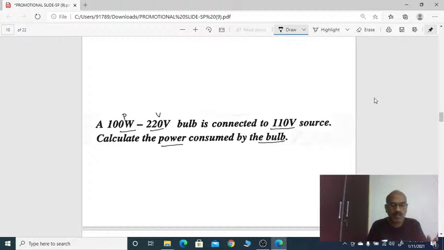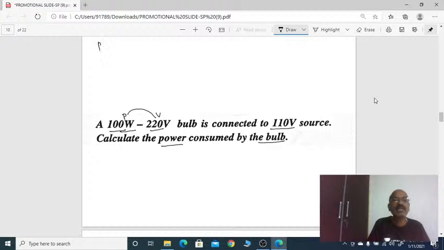See, originally when you purchase a 100-watt bulb, 220V will be written on it. That means it works under 220V. But you are connecting it to 110 volt. Its rated power is 100 watt at 220 volt, and you are connecting it to a 110 volt source. Then how much power is consumed by the bulb?